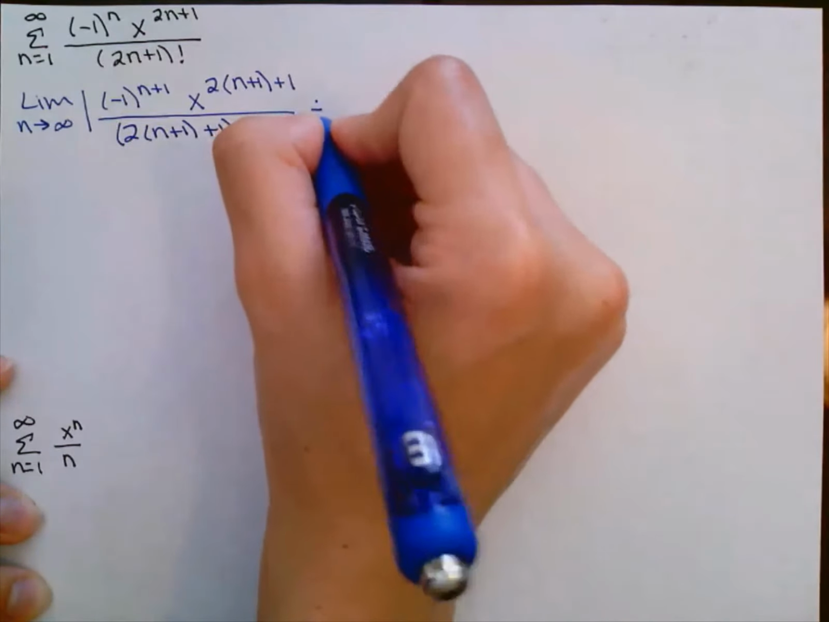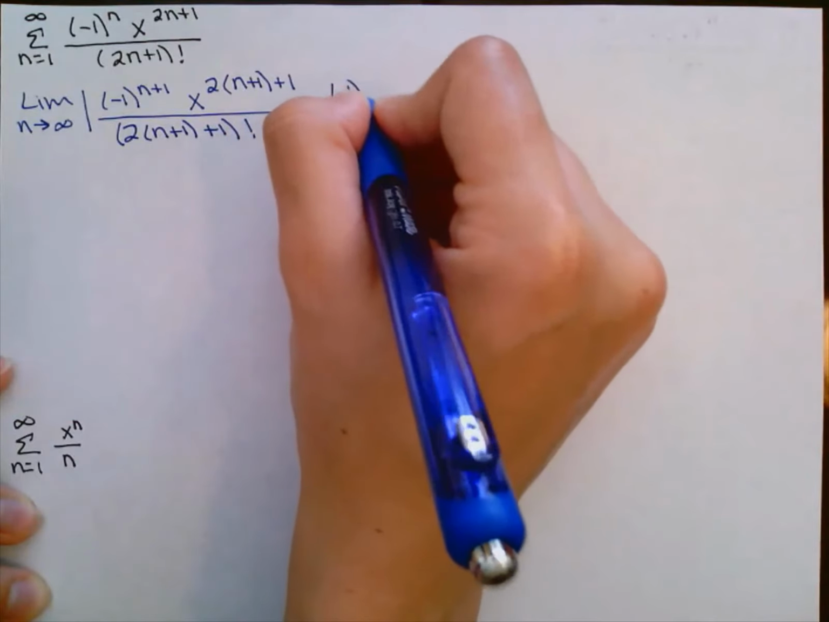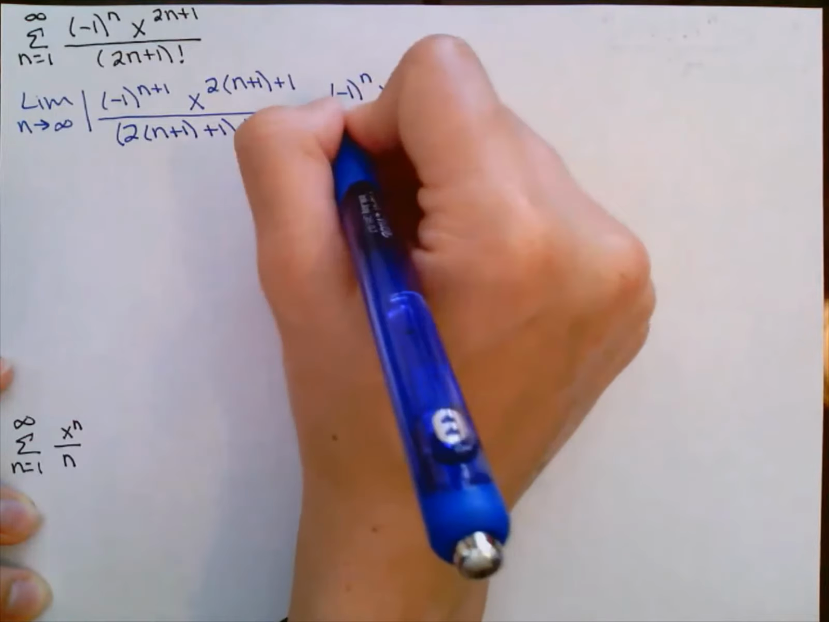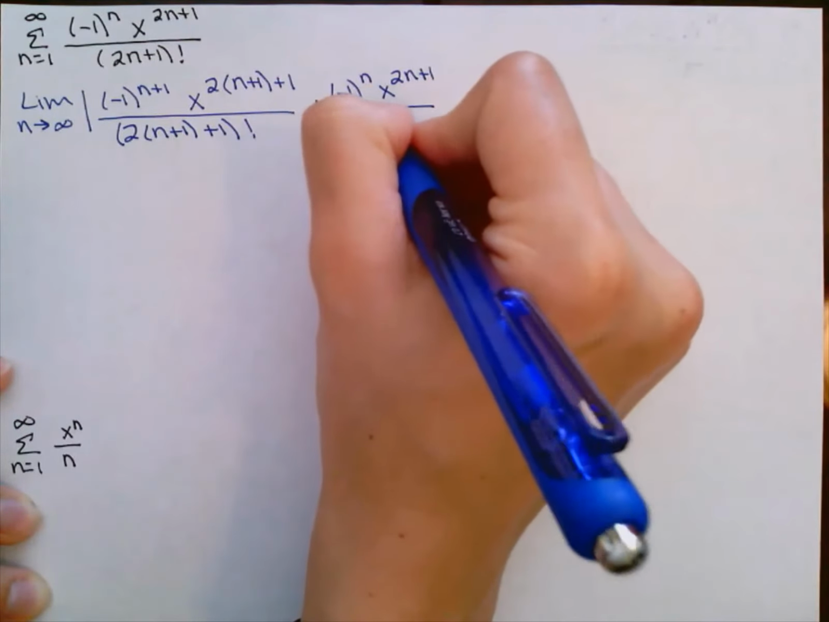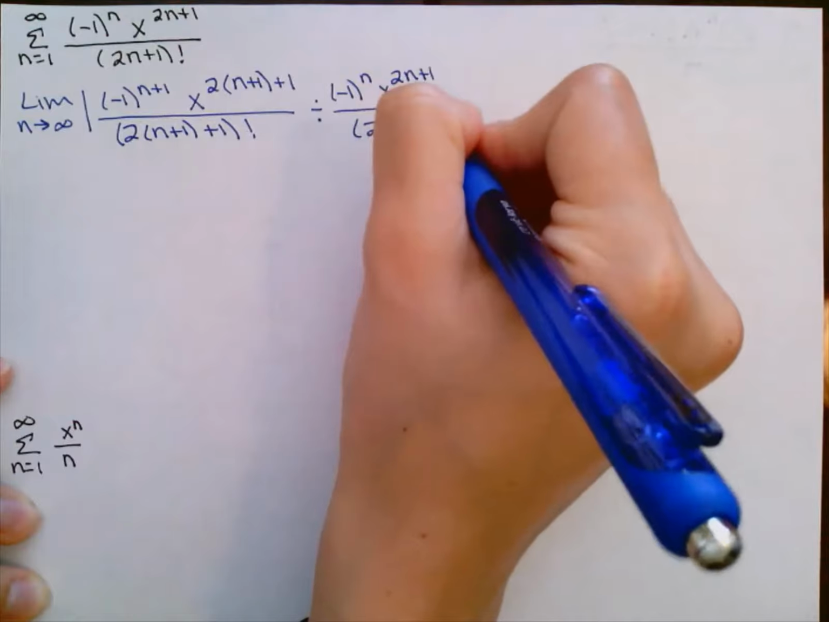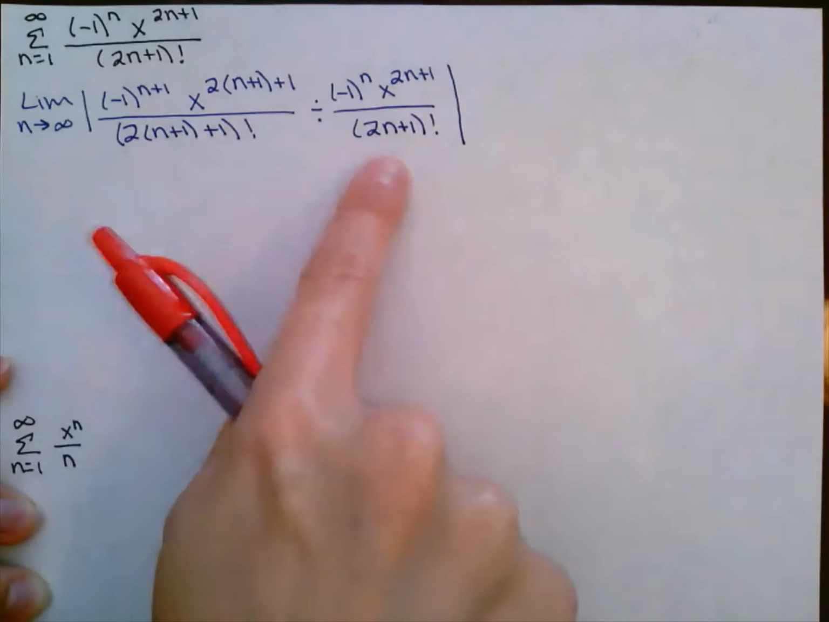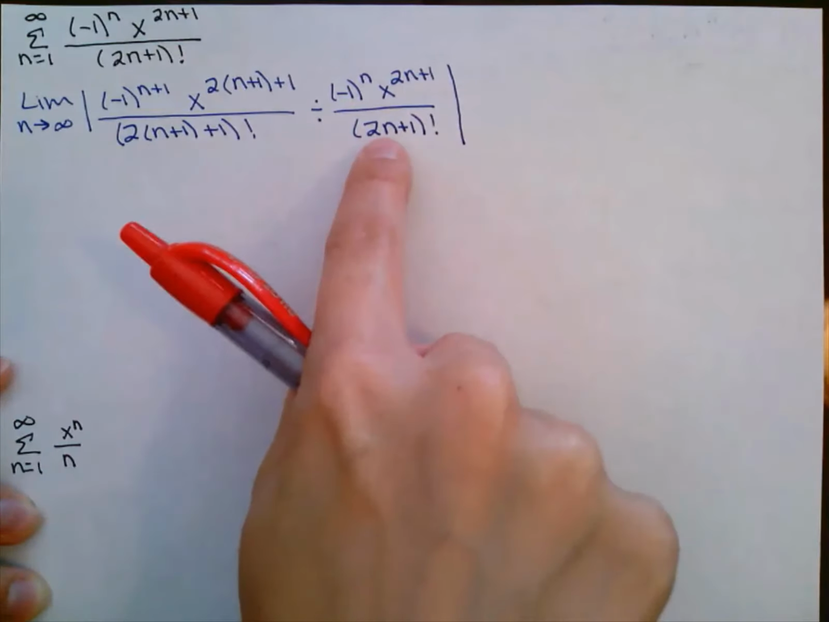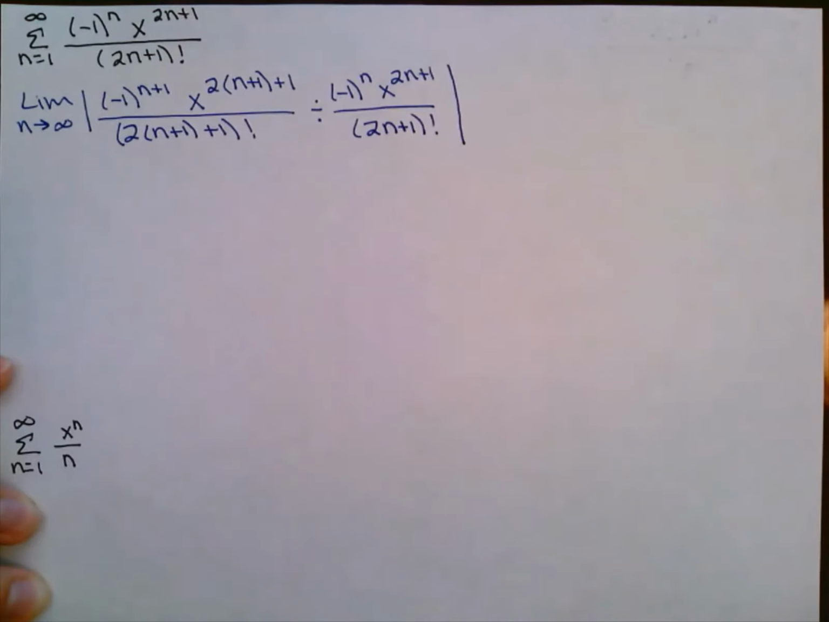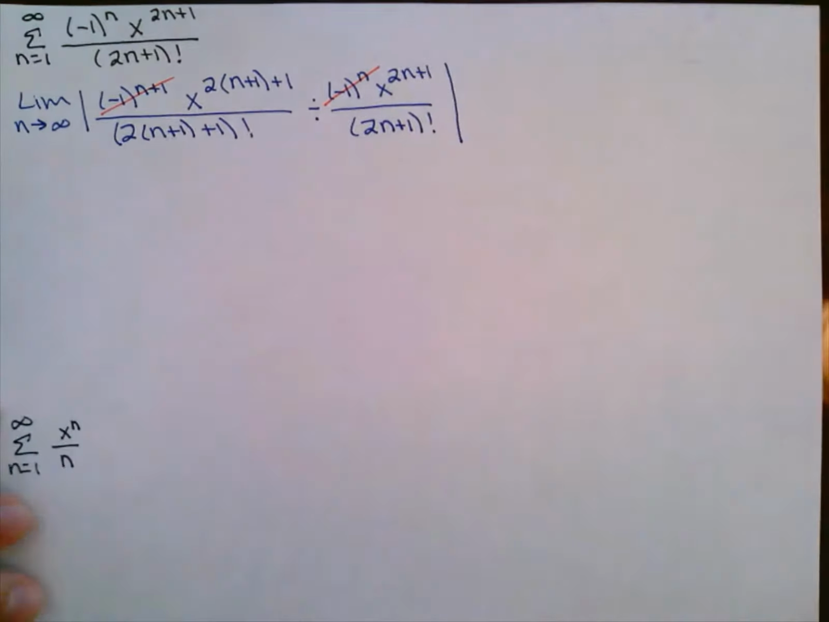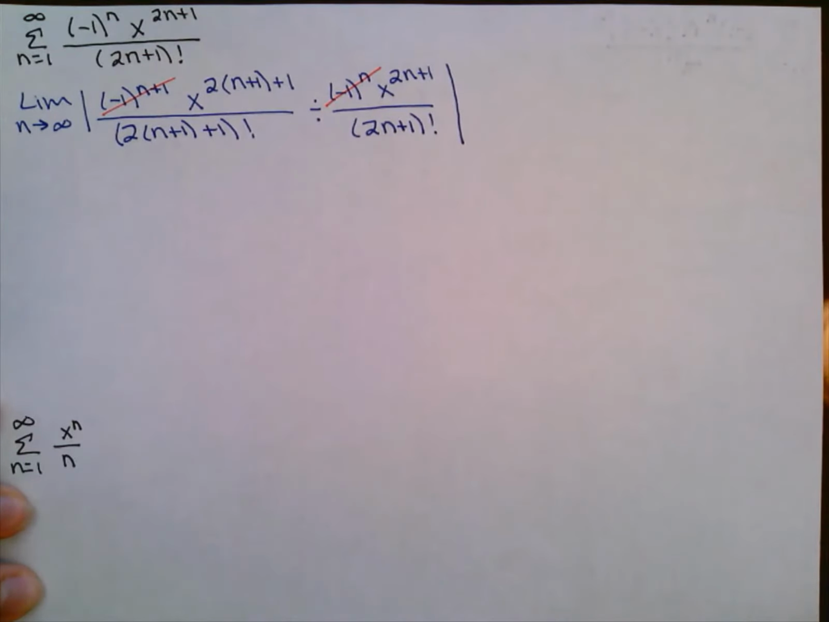And now divided by the original. Now there is a lot to clean here. We have to be very careful. We're going to do the keep, change, flip, and we're going to start cleaning all of these, okay? Before I do, because of the absolute value bracket, we do not have to worry about alternating because the absolute values are going to turn it positive no matter what, okay? So let's take a minute and start cleaning this.